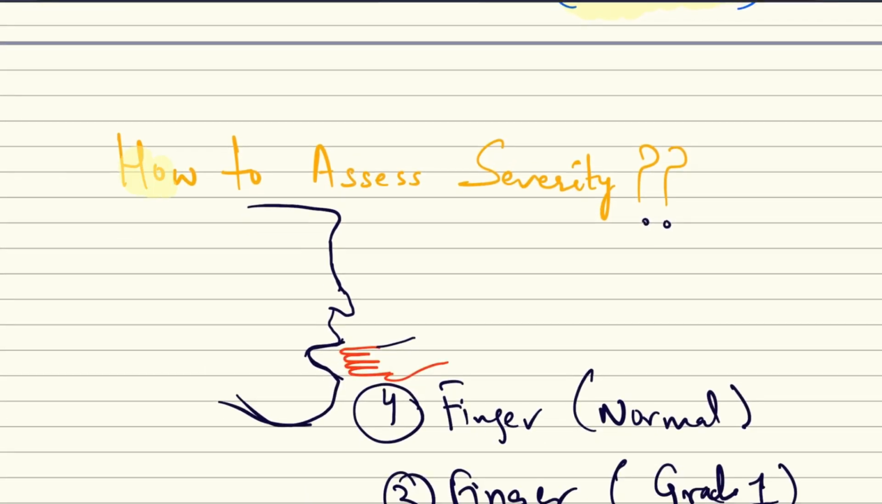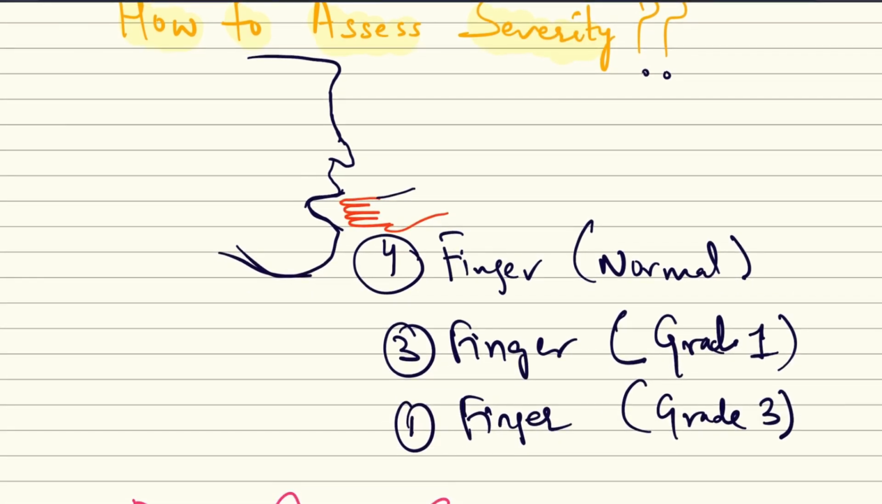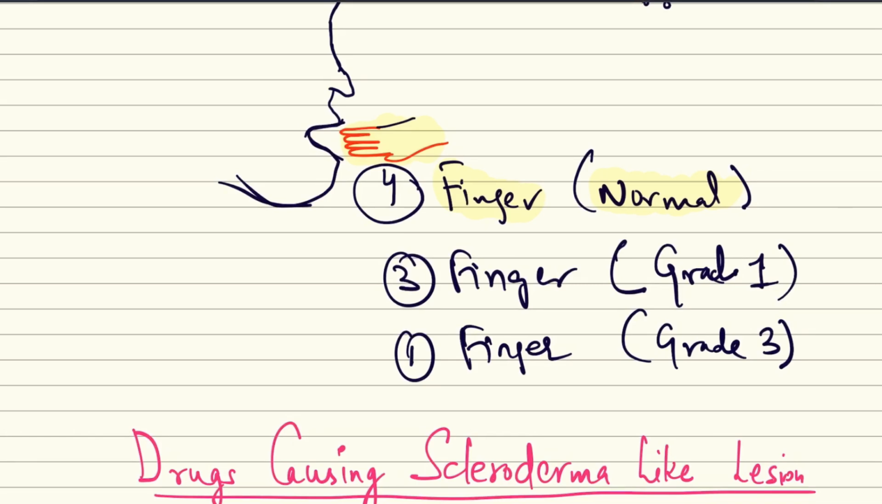Now we will see how we will assess the severity of systemic sclerosis. So what we have to do, we have to insert the fingers side by side. A normal person can insert 4 fingers inside the mouth without any problem. But if a patient is having systemic sclerosis, if they are able to insert only 3 fingers inside the mouth, this is grade 1 severity of systemic sclerosis. And if only 1 finger is inserted, which is grade 3 systemic sclerosis.